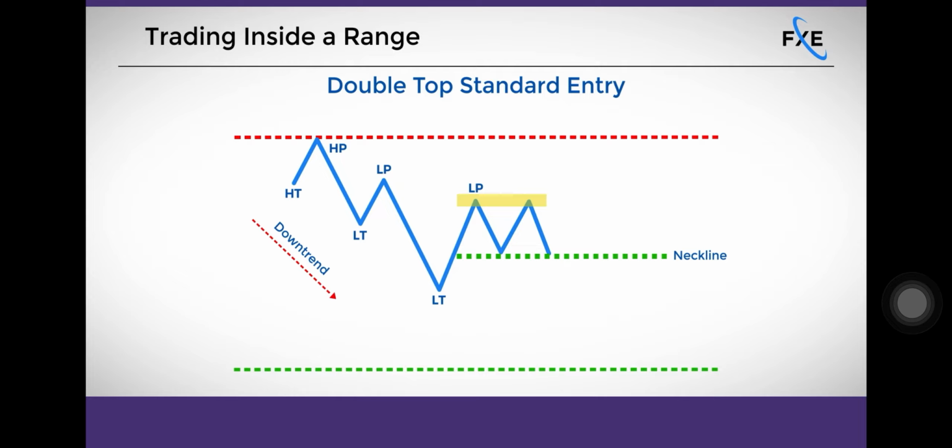The first one is a standard entry. The standard entry method is used when a trade is placed as soon as a candle or bar closes below the neckline in the time frame that the pattern appears the clearest. The general stop loss and take profit rules for double top patterns are used for this type of trade.